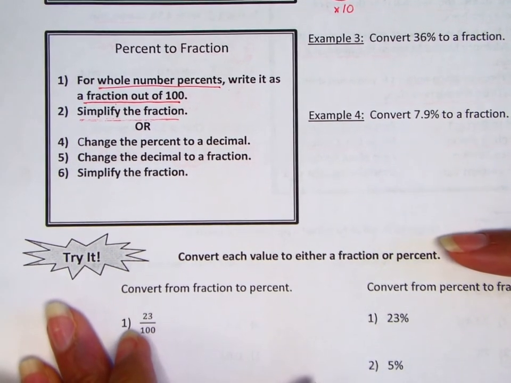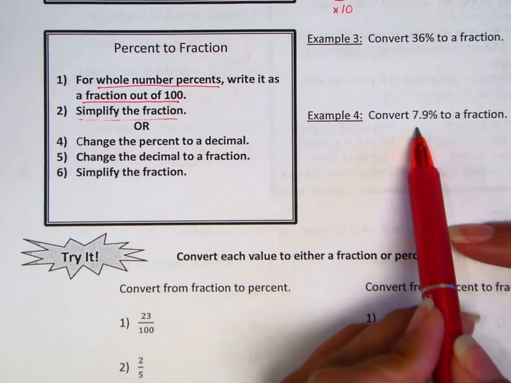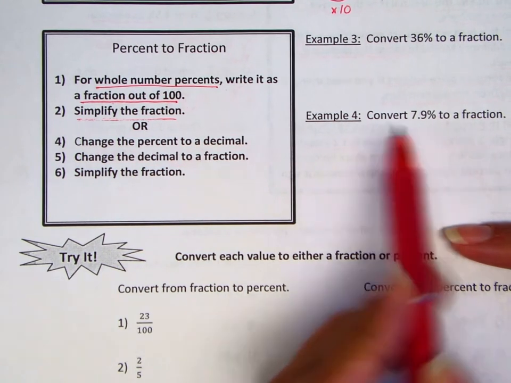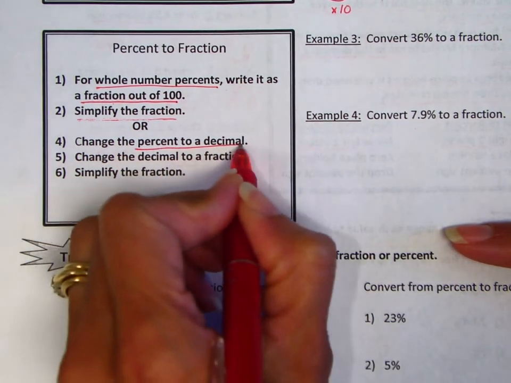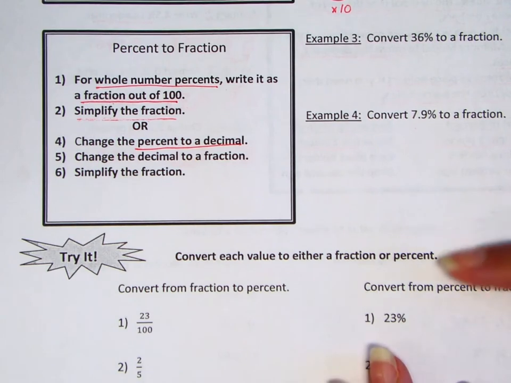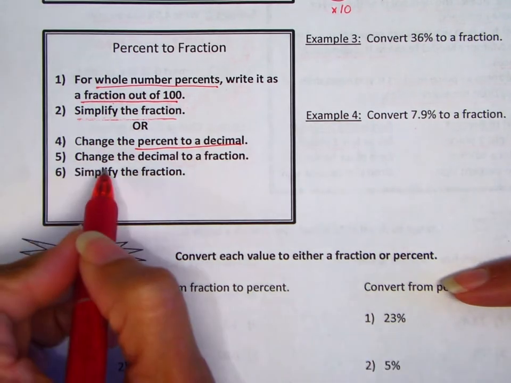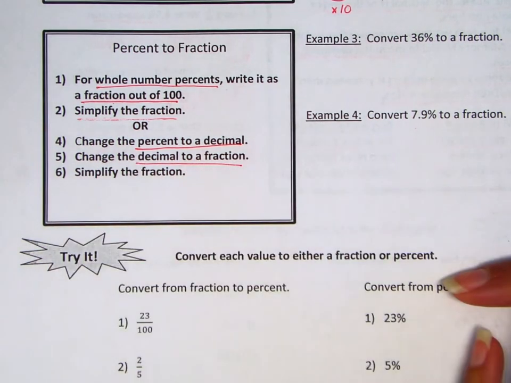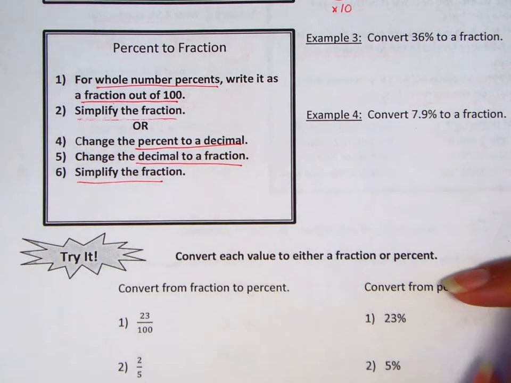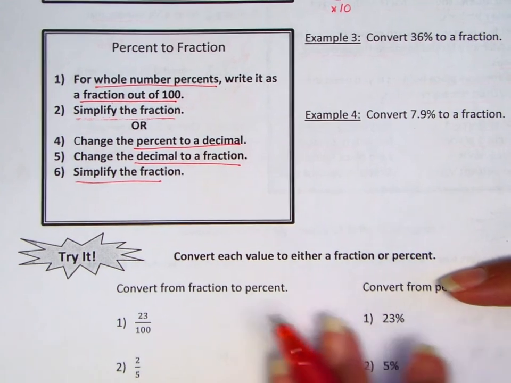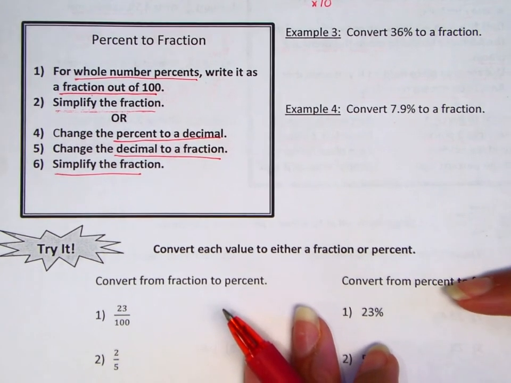If you do not have a whole number percent and you have a decimal percent value, you can change that percent to a decimal, and we've already worked on doing that, and then change that decimal to a fraction. And then you simplify the fraction. Always simplify fractions whenever you can. So let's give our examples a try.